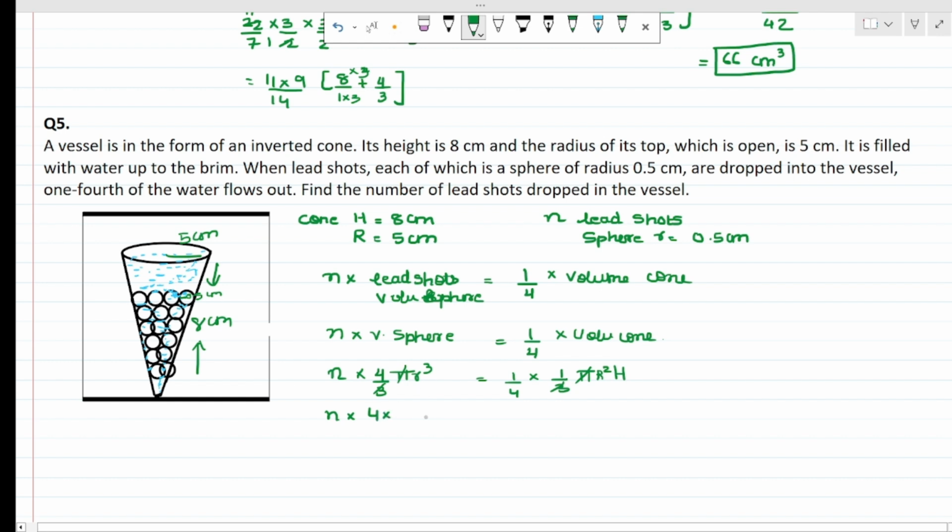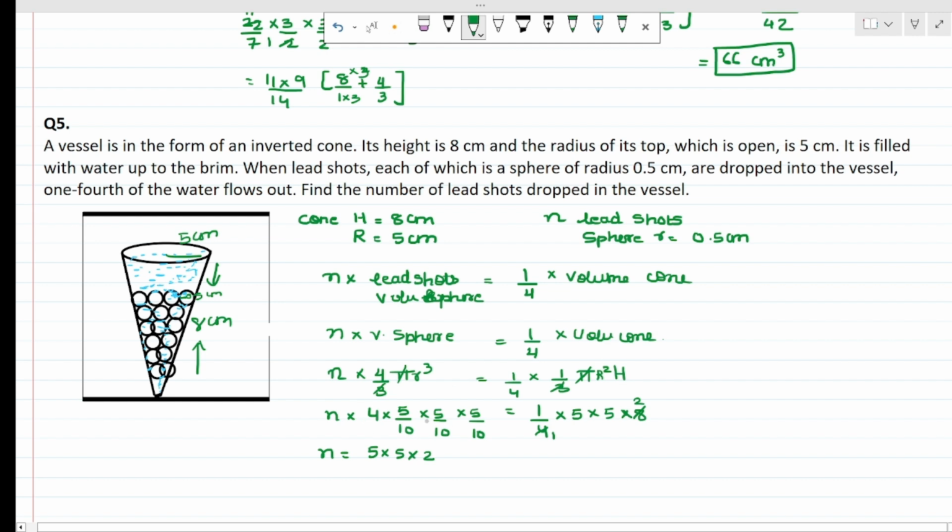Radius of your sphere is equal to 0.5. That means you can write it as 5/10 multiply by 5/10 multiply by 5/10 will be equal to 1/4. The radius of cone is capital R. That means it's 5. 5 into 5 multiply by what is your h? So h is 8 centimeter. So you can cut over here. 4 ones are 4, 4 twos are 8. Now you will substitute all these numbers over the right side. That means n will be equal to 5 multiply by 5 multiply by 2.